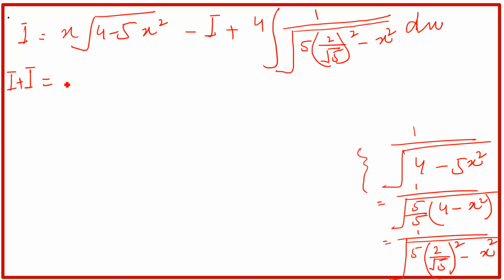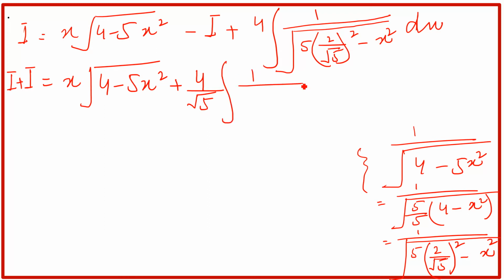So this I we will take here on the other side of the equation. It will be I plus I. Here we have remaining x into under root 4 minus 5x square. So this is under root 5, we can take outside the integral sign. This is constant. Here we have left integral of under root 2 over under root 5 whole square minus x square dx. Now we have this formula.